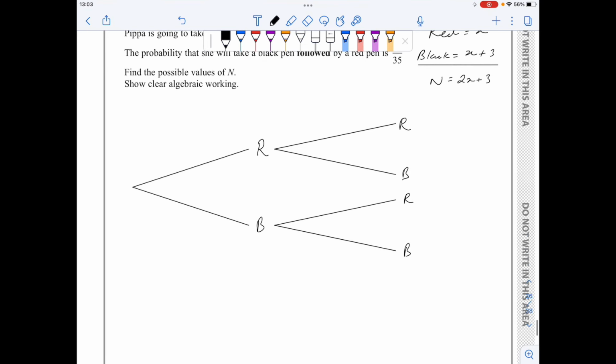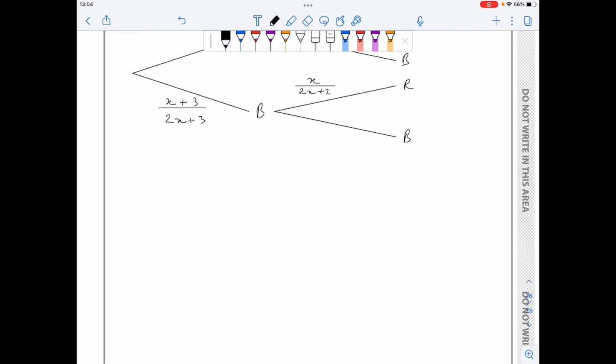So I am interested in these 2 branches, the black followed by a red. The first probability will be (x plus 3) over (2x plus 3), and then the second one will be x over (2x plus 2). Note how the denominator decreases by 1 because I am not replacing. So if I multiply these 2 probabilities, I should get 9/35. So let's set up an equation: (x plus 3) over (2x plus 3) times x over (2x plus 2) is equal to 9/35.